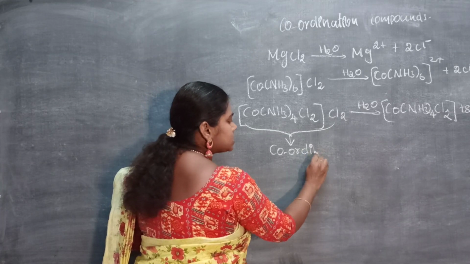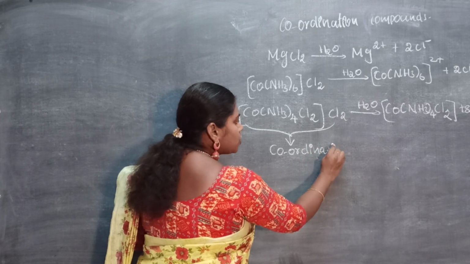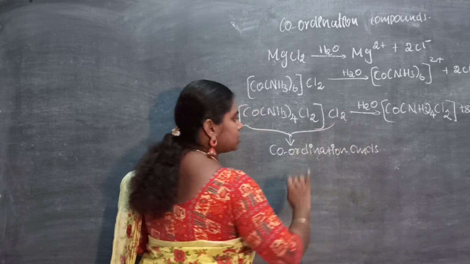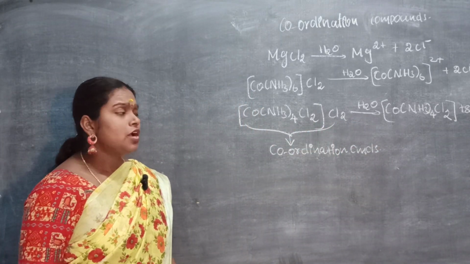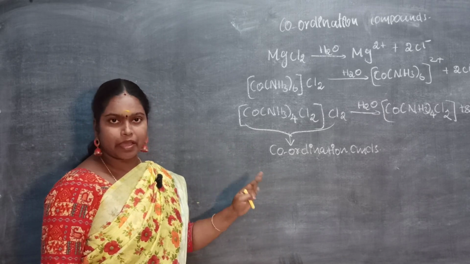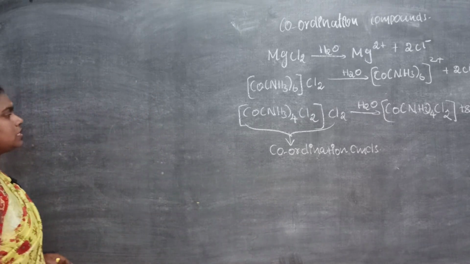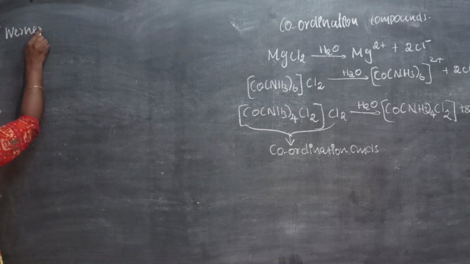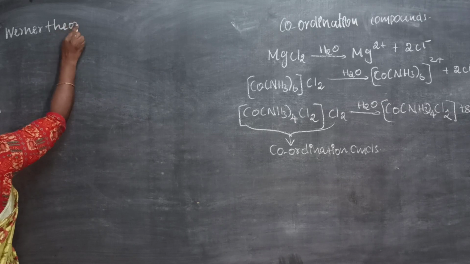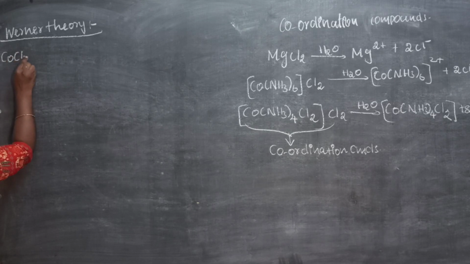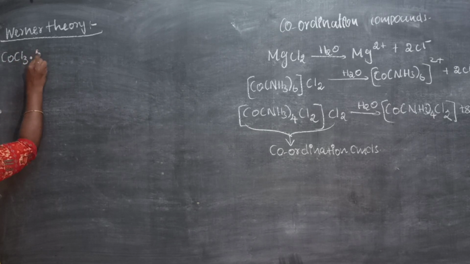என்ன பண்ணாலும் that is not dissociated, it is coordinated together, so this compound is called a coordination compound, right? First Werner கொடுத்திருக்கார், first the coordination compound was discovered by Werner's theory. எப்படி வந்திருக்குன்னு பார்க்கலாம். So first it is Werner Theory.